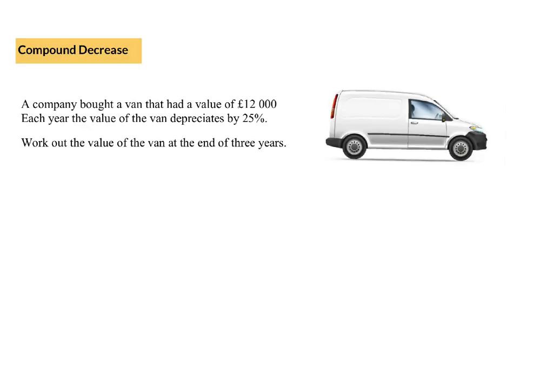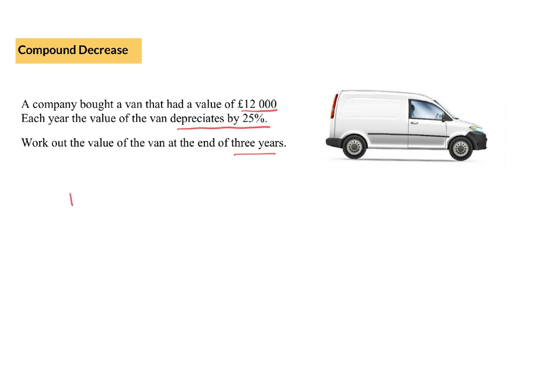Conversely, you can have compound decrease where things go down. But the calculations kind of work in the same way. Again, identify the original amount, in this case 12,000. Identify the percentage change, in this case a depreciation of 25%. That means it goes down by 25% every year. And again, we are doing this over 3 years. It's not always 3 years, so make sure you check the number of years or the period of time that your calculation needs to be carried out.